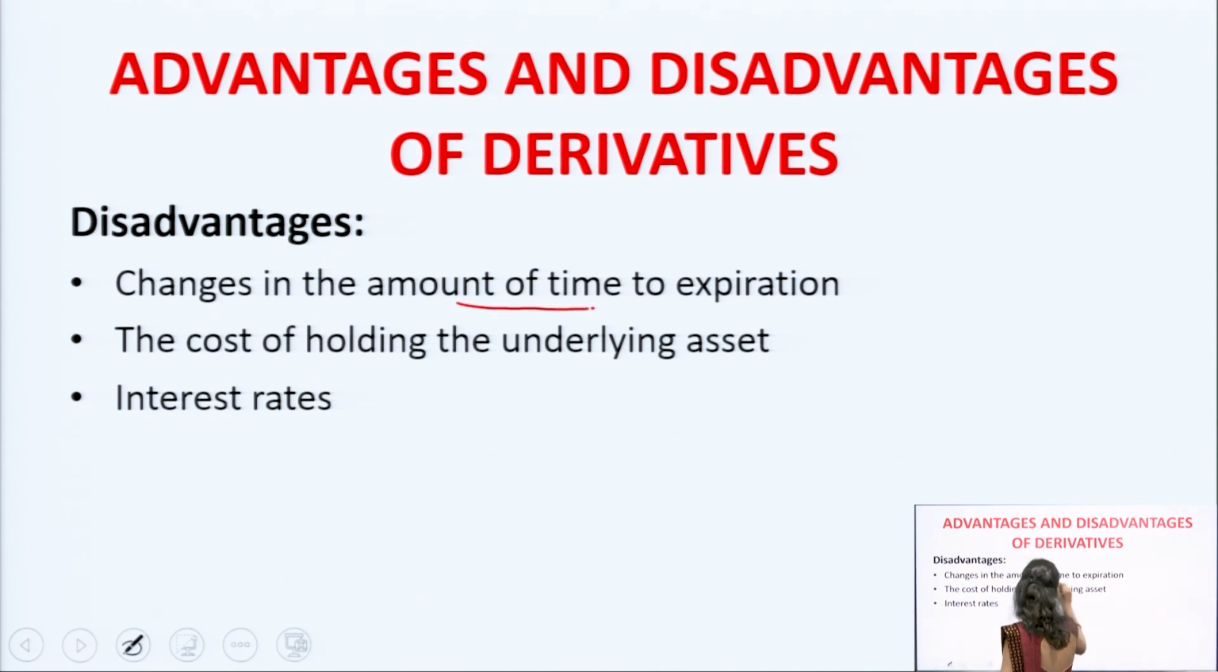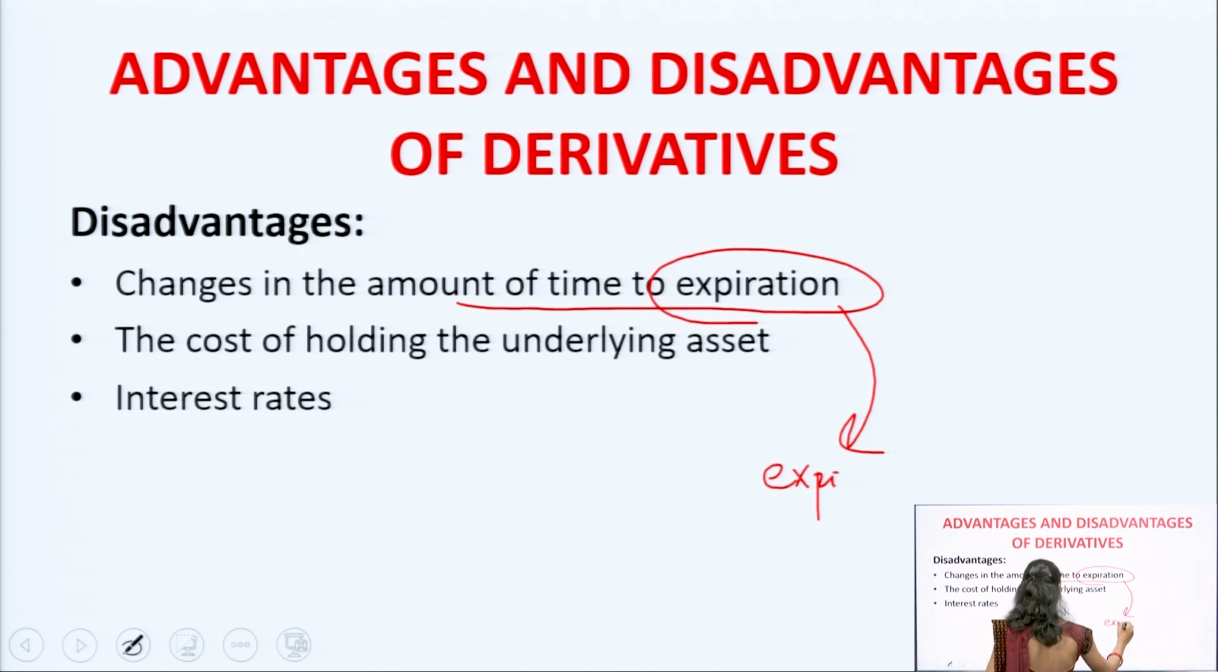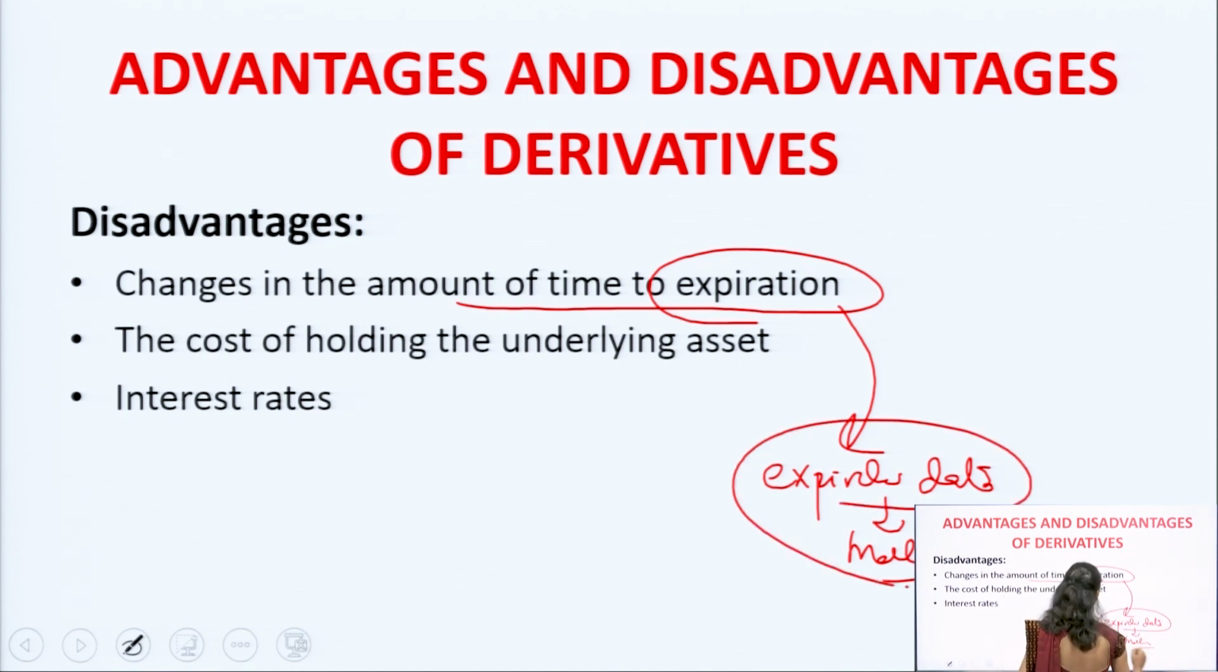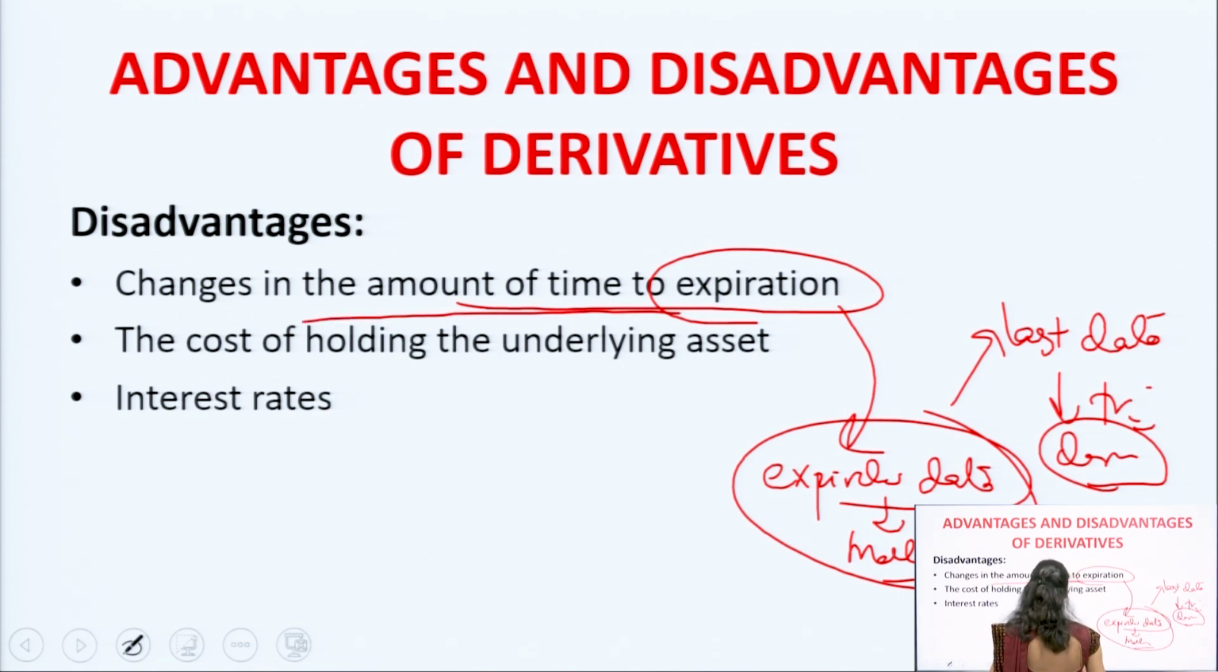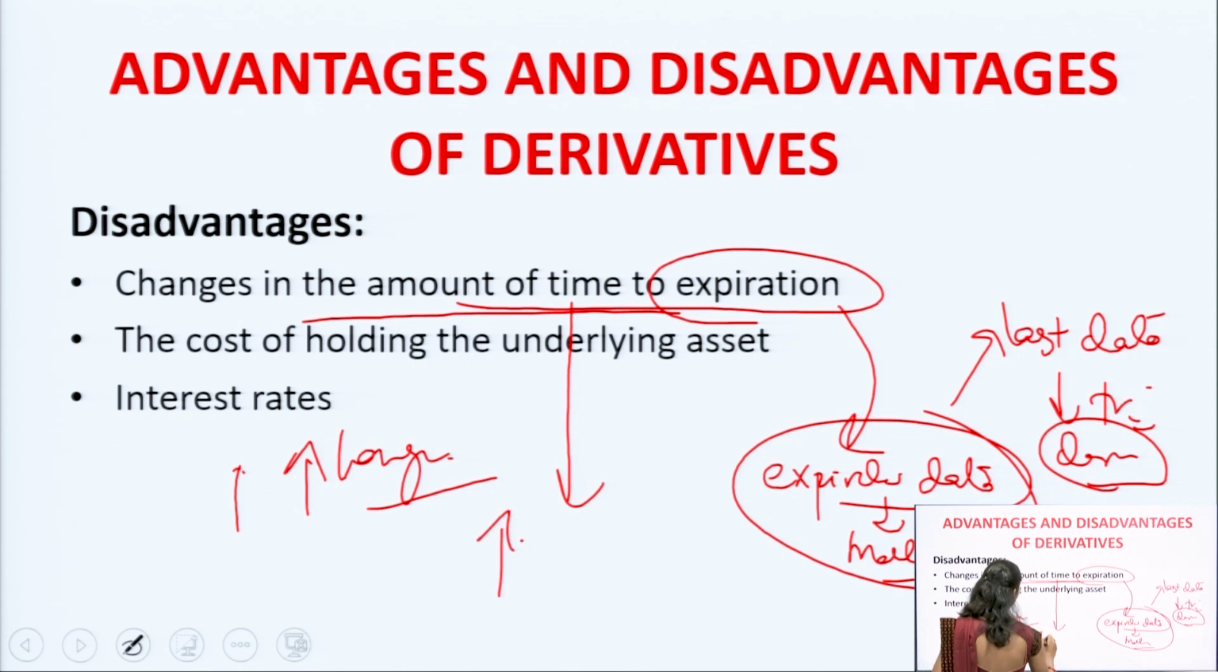First is changes in the amount of time to expiration. We have talked about expiration in a few features of derivatives. Here we are talking about the expiration date, or you can say the maturity date. The expiration date is the last date of that particular derivative, for trading or transacting in the derivative. For example, suppose we talk about changes in the expiration date. Suppose the expiration date is longer; when the expiration date is longer, the time value will be longer in that case, and the shorter the expiration date, the shorter the time value.